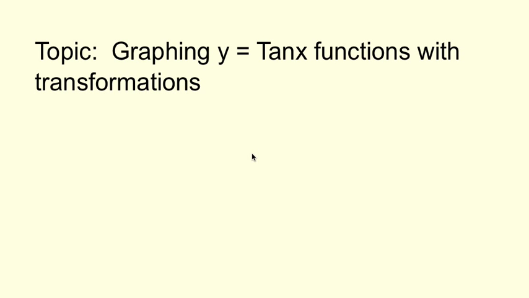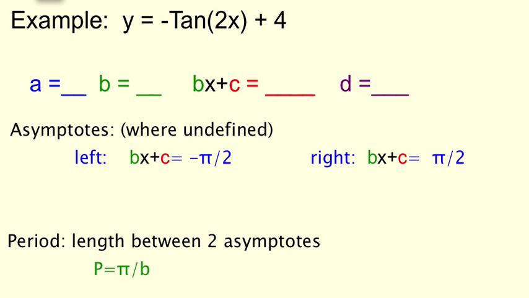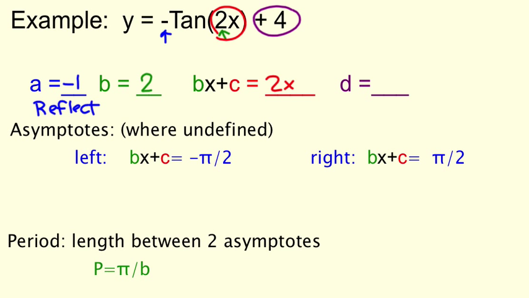To graph a transformation of y equals the tangent of x. So here's what we give you: y equals negative tangent of the quantity 2x plus c, and then plus 4 at the end. So I'm going to identify the a, negative 1. So that tells me I have a reflection. The b is 2, and the bx plus c is 2x. The d is plus 4, so we're going to move up 4 units.